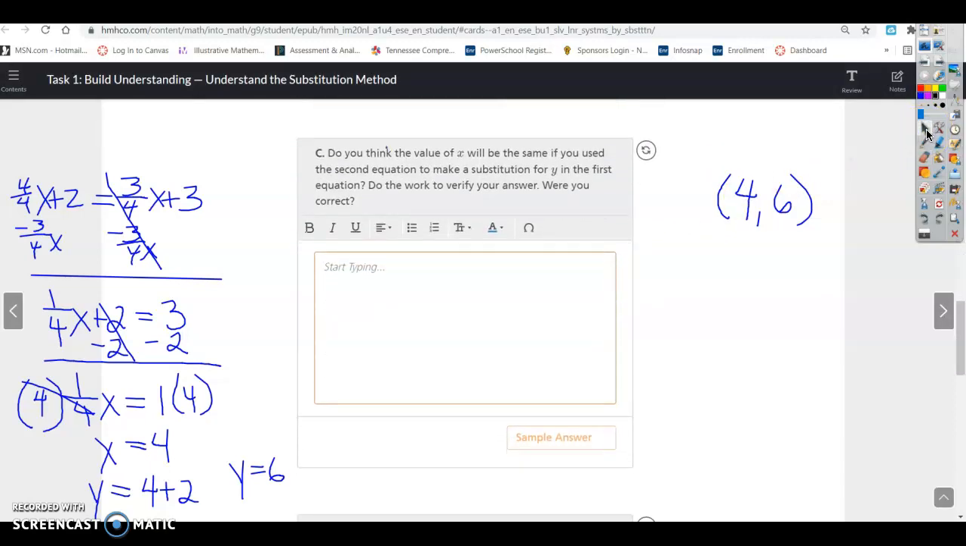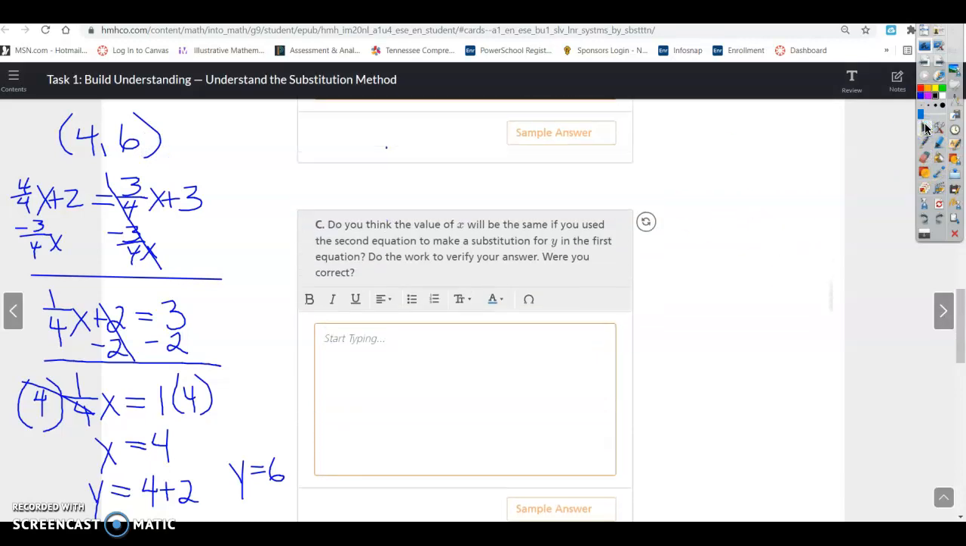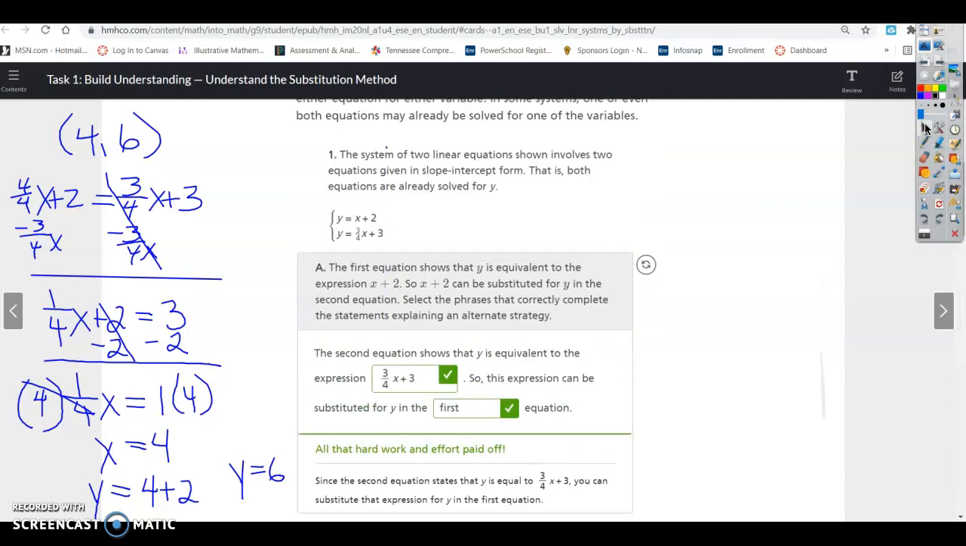And it says, do you think the value of x will be the same if you use the second equation to make a substitution for y in the first equation? Do the work to verify your answer. So we know that when working it out this way, we get 4, 6. So let's move this out of the way and try it the other way.